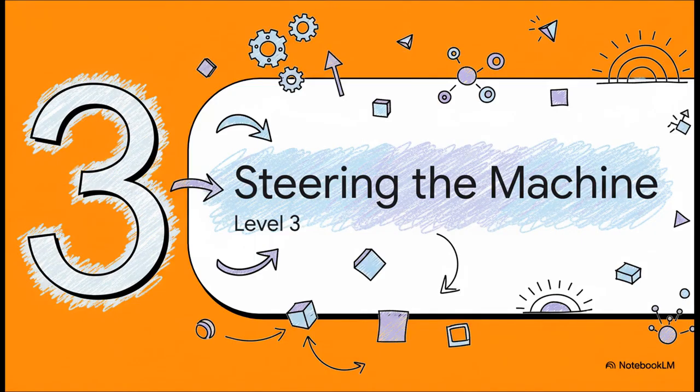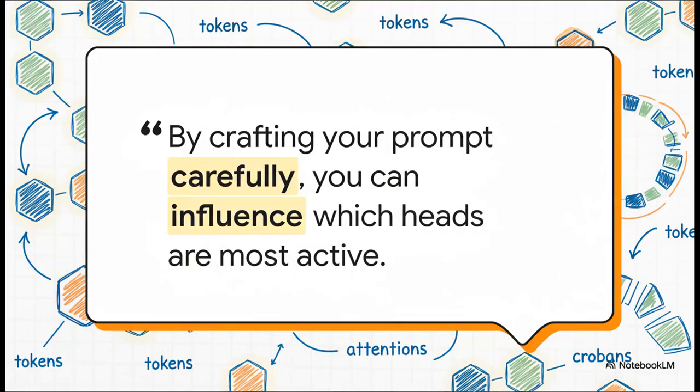Okay, this is where it gets really powerful. We've seen the parts. We've seen how they think. Now, we're going to learn how to actually steer the whole thing. This right here, this is the first secret to becoming a master prompter. You can actively guide where the AI pays attention. The words you choose, the way you structure your sentences, it all acts like a set of instructions for that team of attention heads we were just talking about.